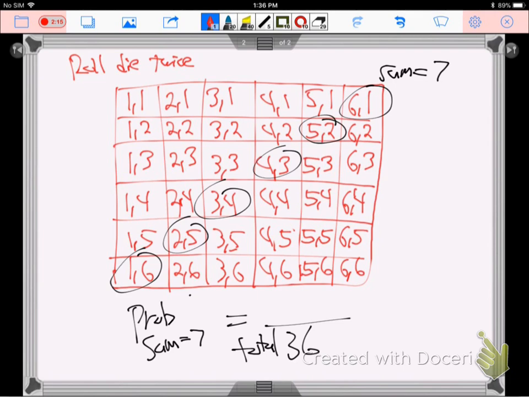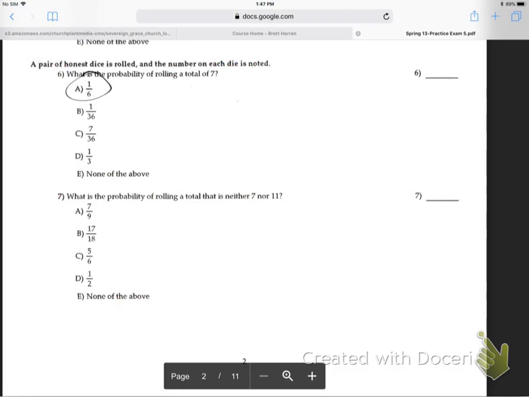So roll 2 dice, 36 different things happen. How many of them have a sum of 7? Did you count them? 1, 2, 3, 4, 5, 6 different boxes out of the 36 boxes. So reduce that fraction like we always do. Divide top and bottom by 6, 1/6. The probability of rolling a total of 7 is 1/6. Is that good? Just go on back. 1/6, there it is.